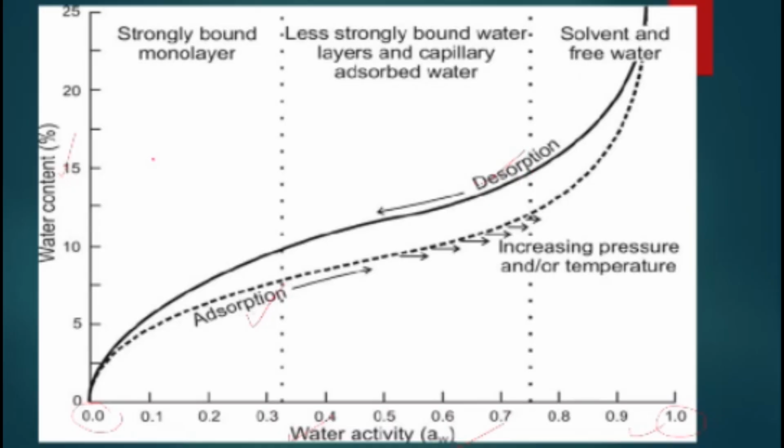This sorption isotherm curve typically has 3 distinct regions. Region 1, that is bound water, the strongly bound monolayer. At low water activity, AW less than 0.2, the moisture content is very low and most of the water is tightly bound to the food's molecular structure, for example proteins, carbohydrates. This water is not available for microbial growth or chemical reactions. Foods in this range are stable with low spoilage potential.